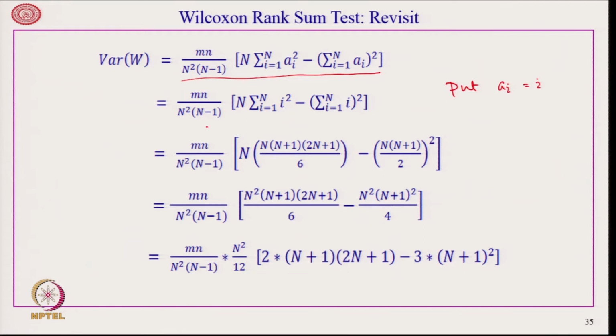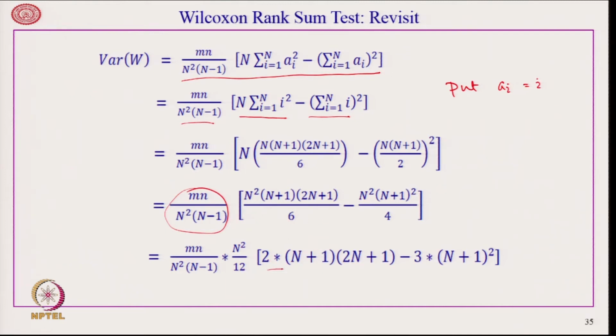Therefore, this boils down to mn upon n square into n minus 1 into n sigma i square minus sigma i whole square. Now, summation over the first n natural integer squares is equal to n into n plus 1 into 2n plus 1 by 6, minus n into n plus 1 by 2 whole square, multiplied by this quantity. So, let us take out n square upon 12 from this.